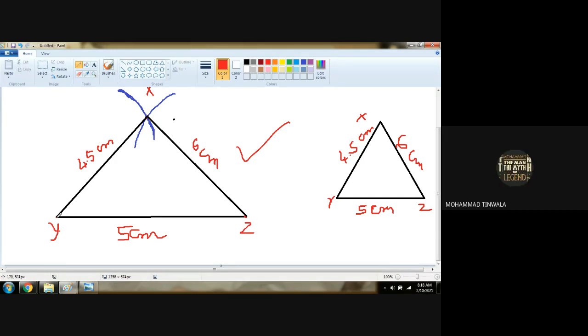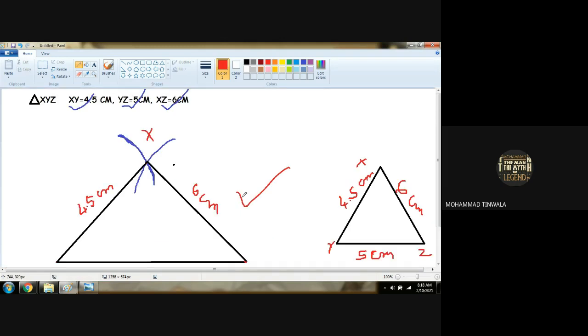Then taking center point Y with the measure of 4.5 centimeter, draw an arc on the top of the triangle, or sorry, on the top of the line segment YZ. Then taking center point Z, third step, with 6 centimeter, draw an arc on the top in such a way that it get intersected to the other arc and give the intersecting point name as X. Last step, join X and Y, join Y and Z. Therefore, triangle XYZ is ready for the given criteria.